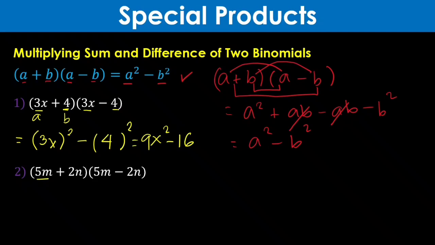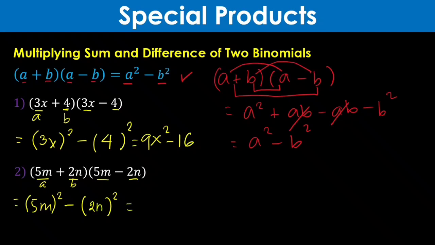We'll check the first term. It's the same as the first term of the second binomial, and the second terms are the same as well. So we can now apply this formula here. We square the a, and then we square the b. And here our a is 5m, and our b is 2n. So let's plug in our a here, which is 5m, and then our b is 2n.